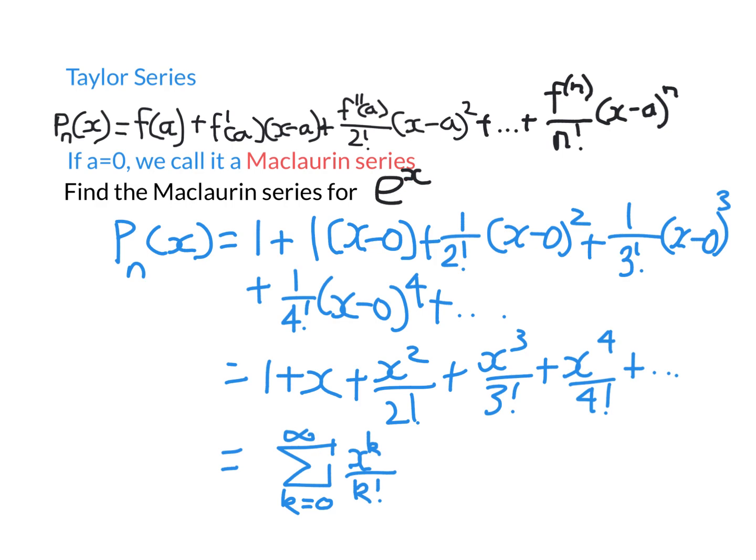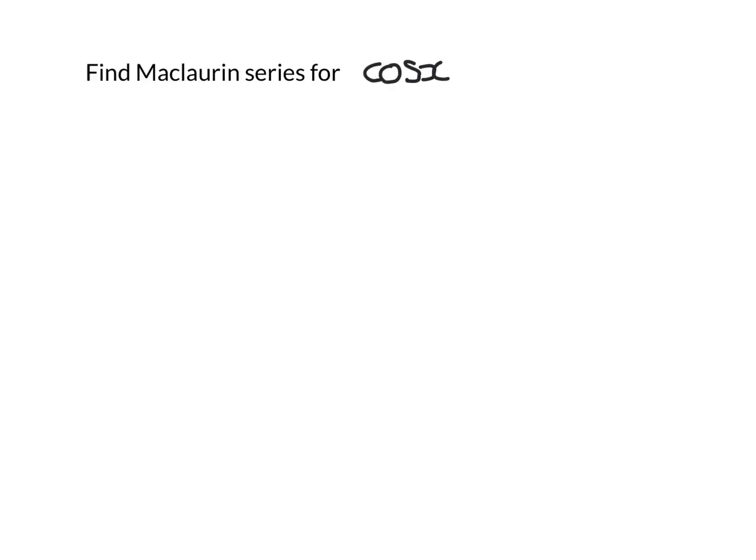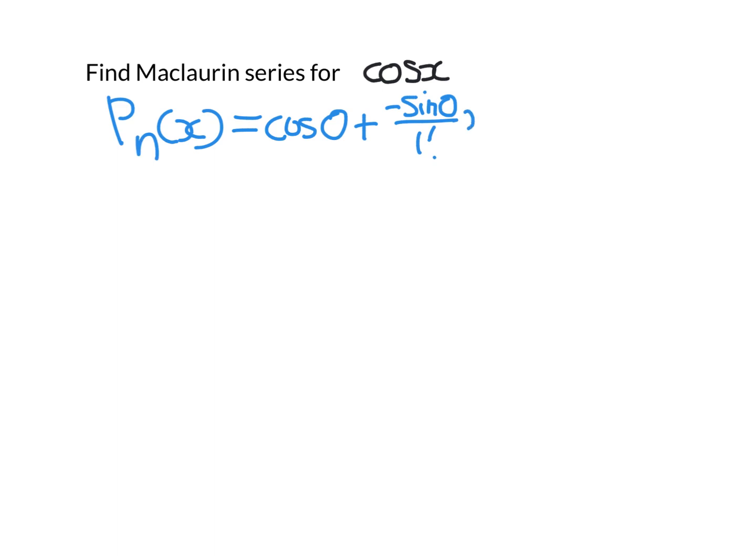All right, let's look at one more example where we develop a Maclaurin series. So let's find the Maclaurin series for cos of x. So it's always going to be around 0 for a Maclaurin series, so we start off with cos of 0. Then the next term is going to be the derivative of cos, which is minus sine, evaluated at 0 over 1 factorial. It'll be times by x minus 0, so just x.